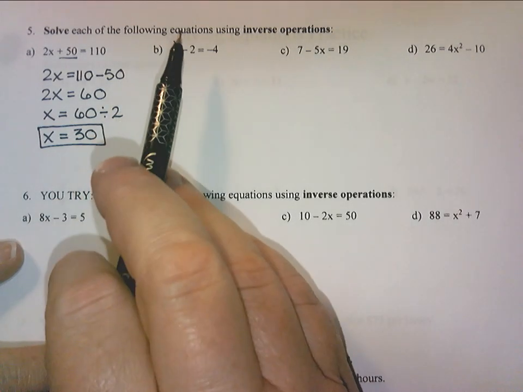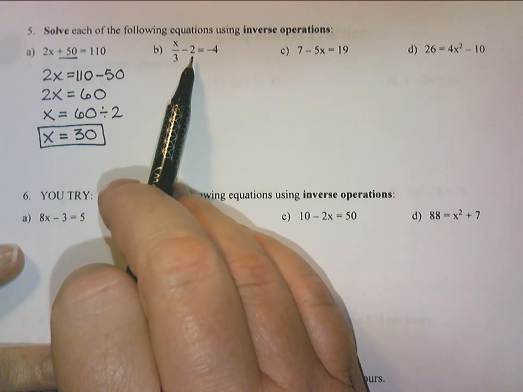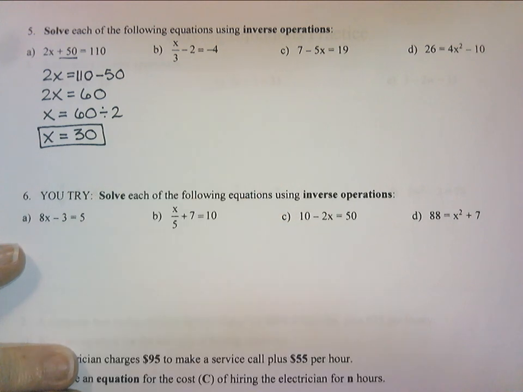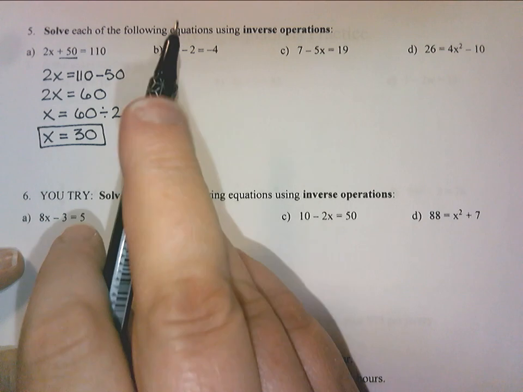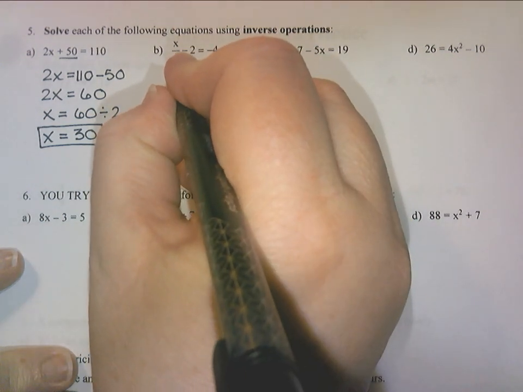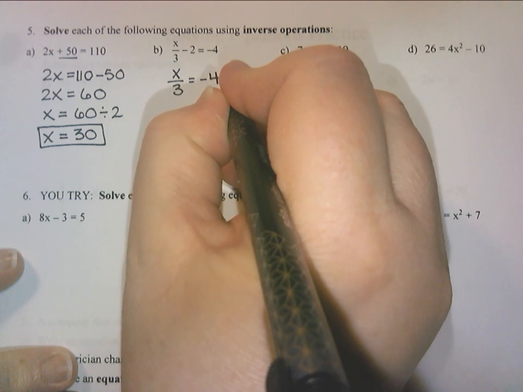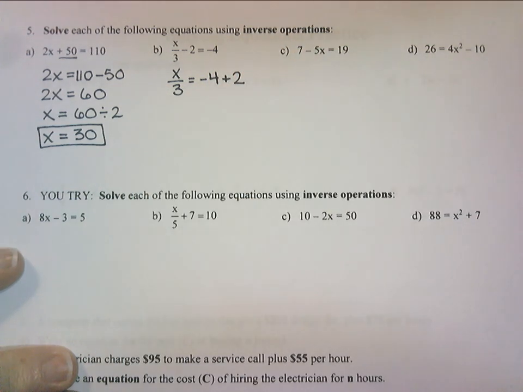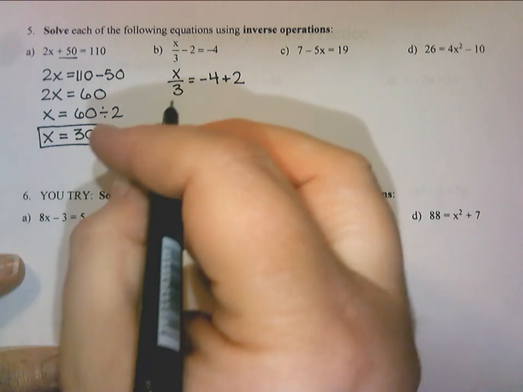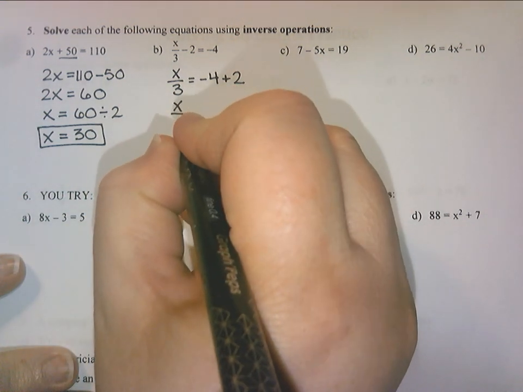So I have x divided by 3, take away 2, equals -4. So first thing we want to do is try to move any addition or subtraction that we might have. So that's the -2. I'm going to leave the x divided by 3, and to the other side I am going to add 2, which is the opposite of subtracting 2. -4 plus 2 is -2.